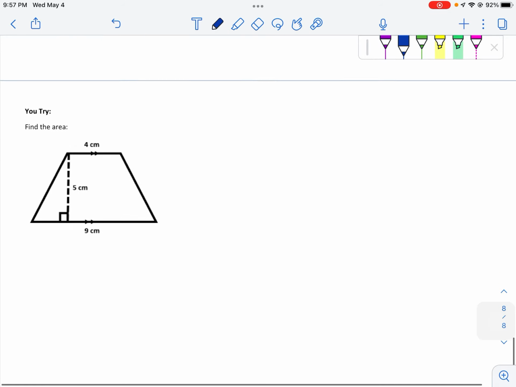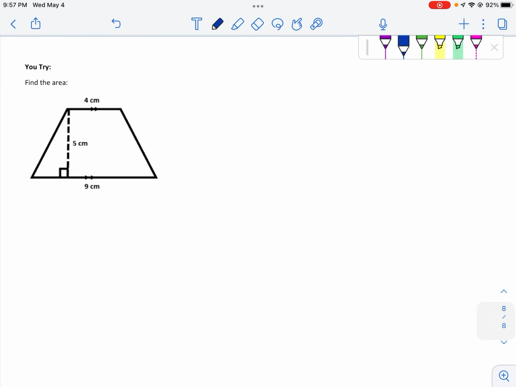Last one, you try to find the area of this trapezoid for me using the trapezoid area formula.